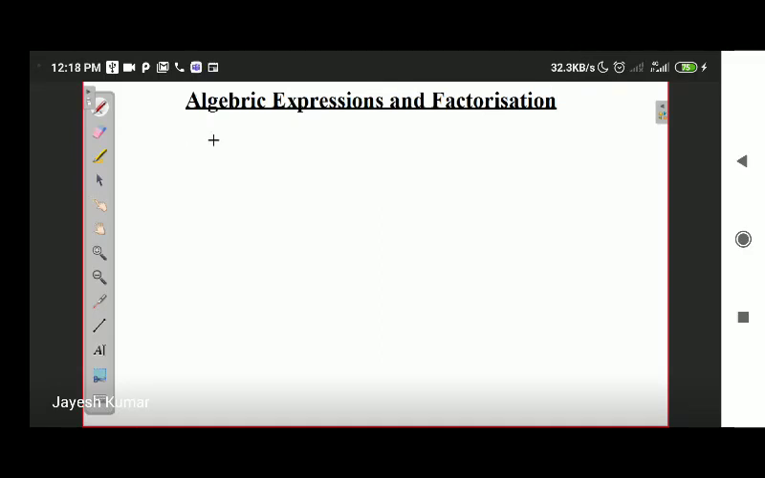Okay, today we are going to start with chapter 6, algebraic expressions and factorization. Okay, first of all you should understand what an algebraic expression is. An algebraic expression is the combination of some constants, some variables and some mathematical operators.